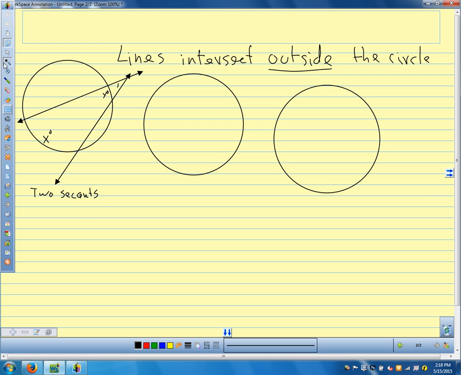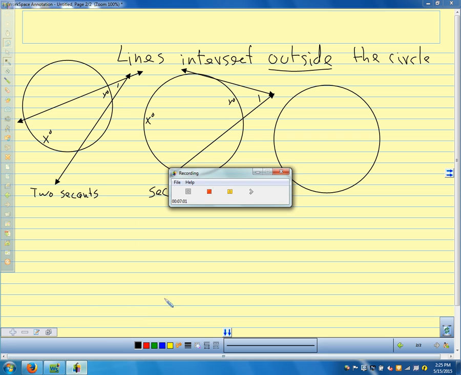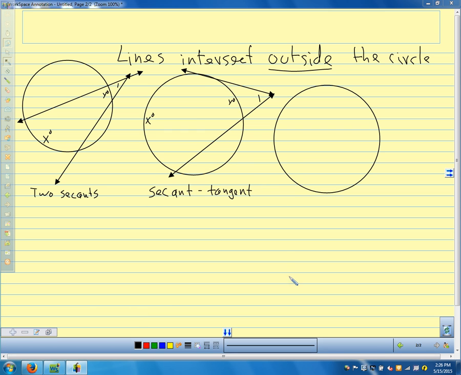I could have a secant and a tangent. So we could have something like this. And this is angle 1, and we call this y degrees, and this arc x degrees. All right, so we can have a secant and a tangent. And the other possibility is we could have two tangents.